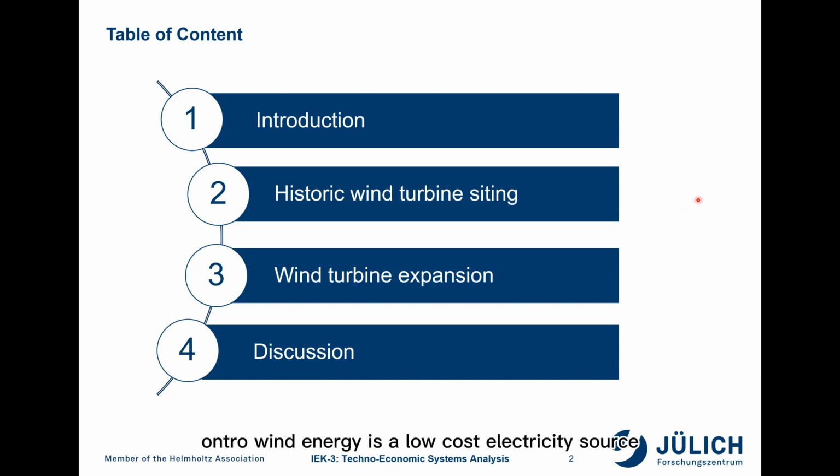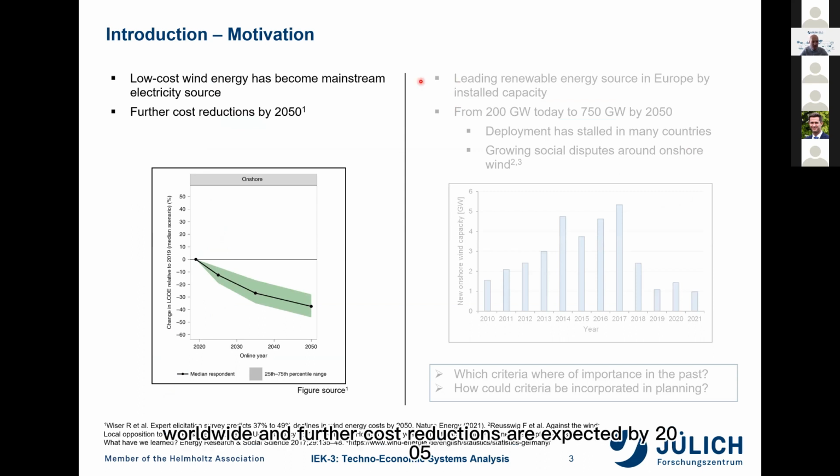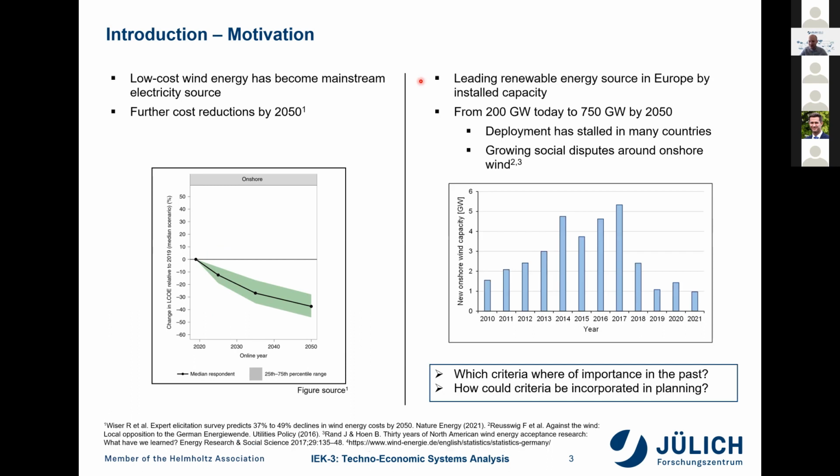Onshore wind energy is a low-cost electricity source and therefore has become a mainstream electricity source worldwide, and further cost reductions are expected by 2050. Also in Europe, it's a leading renewable energy source by installed capacity, and it is expected that this capacity will significantly increase by 2050 to achieve the climate targets.